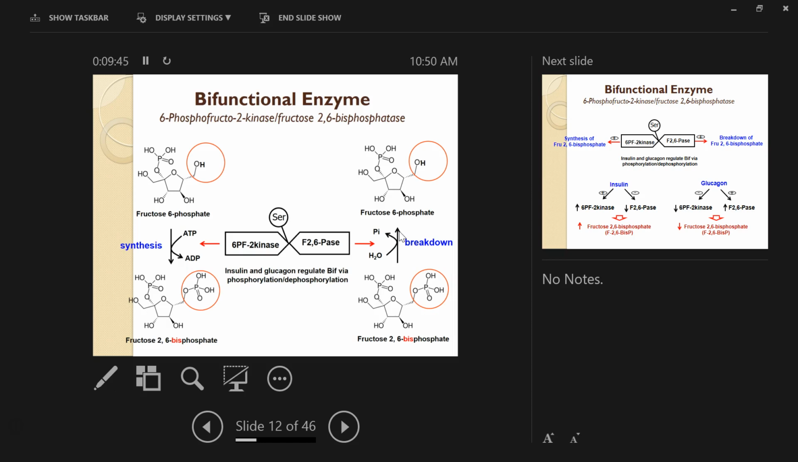So again, the level of this very important intermediate, fructose 2,6-biphosphate, is regulated by the bifunctional enzyme. The bifunctional enzyme has two specific enzymes, and each catalyzes either synthesis or breakdown of fructose 2,6-biphosphate, right? Is that clear? Any questions?